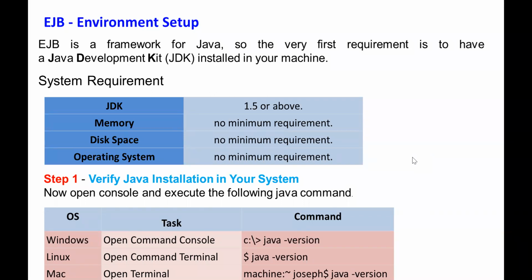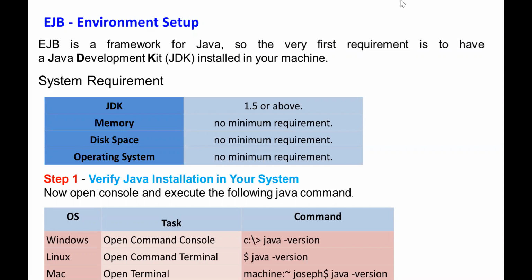In other words, there is no minimum or maximum requirement of memory or disk space, or of any operating system we use. So there is no minimum requirement. This is the first concept. When you run the environment setup of EJB, first we have to install JDK 1.5 or above in your system. Then you can go step by step through how to set up our environment.